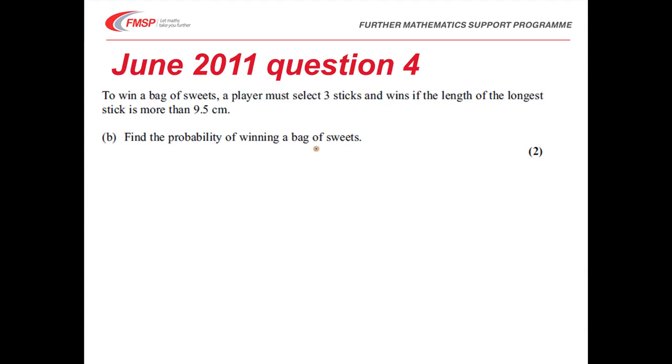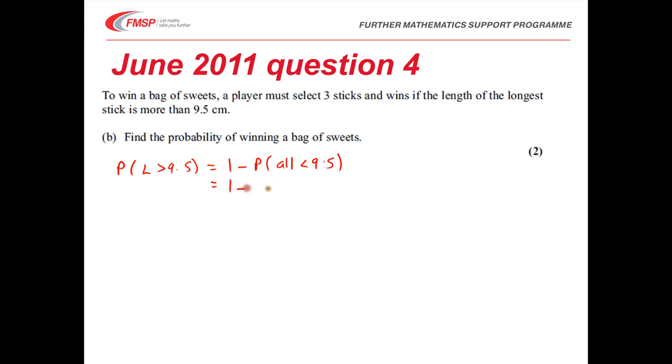To win a bag of sweets, a player must select 3 sticks and wins if the length of the longest stick is more than 9.5. Find the probability of winning the bag of sweets. Well, to do this, firstly, we need the probability that the longest one is greater than 9.5. Well, we've got to realise what this means. So it can be worked out in the following way. It's 1 minus the probability that all of them are less than 9.5. The reason being that the longest stick has to be more than 9.5. So if all of them are less than 9.5, that's not true.